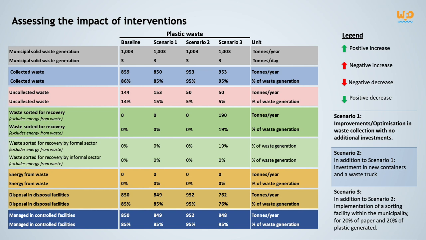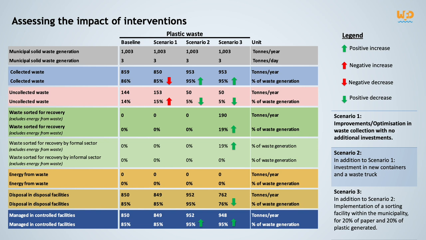You can pause the video here to look at the impact of the interventions. From these results, the interventions tested through Scenario 3 would therefore have the best impact out of the three scenarios, with an increased collection coverage, increased recovery rate, decreased plastic waste quantities ending up in a disposal site, and increased quantities of plastic waste managed in controlled facilities.